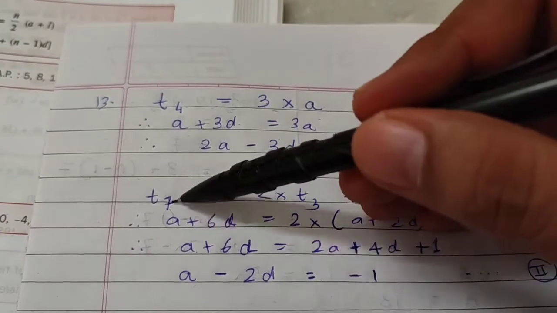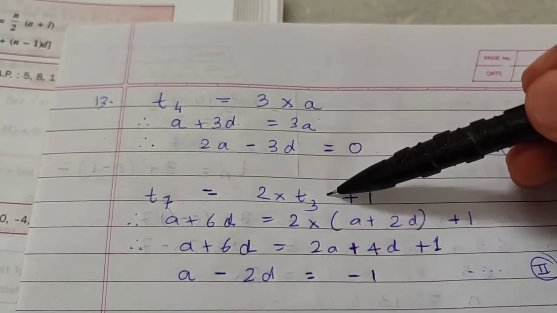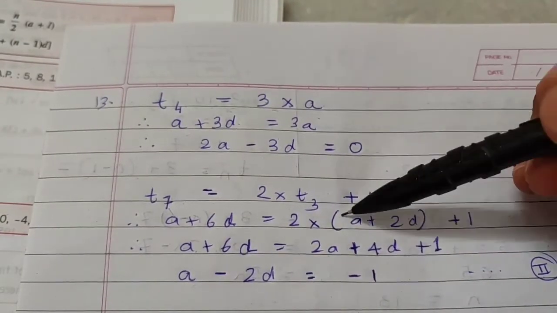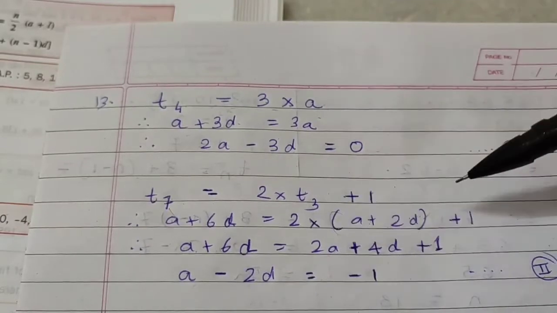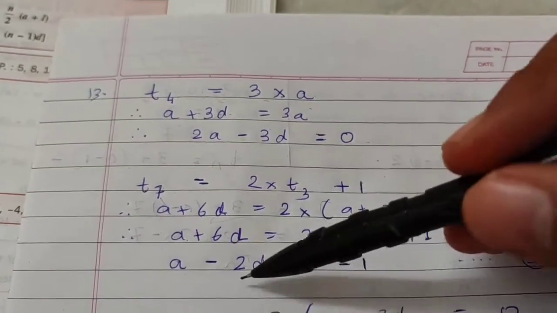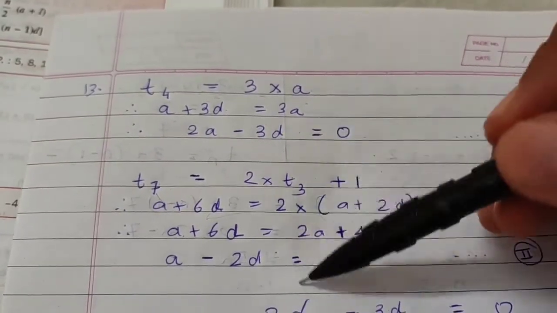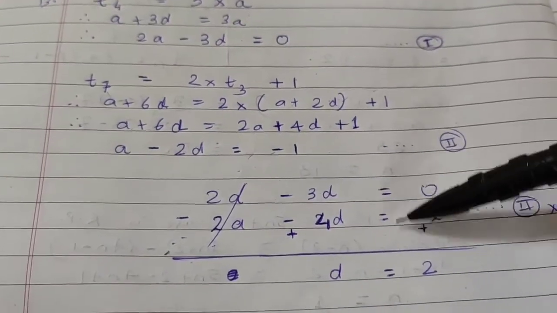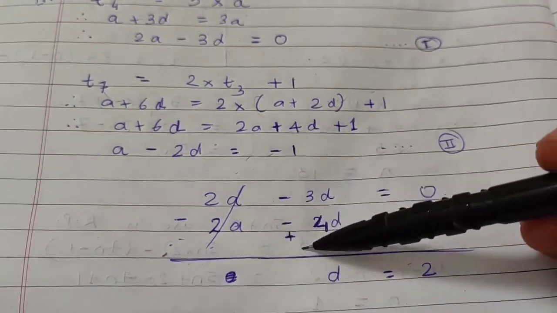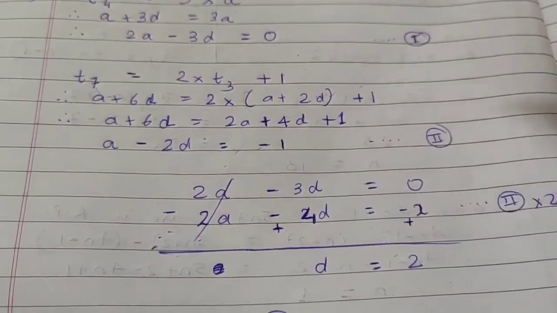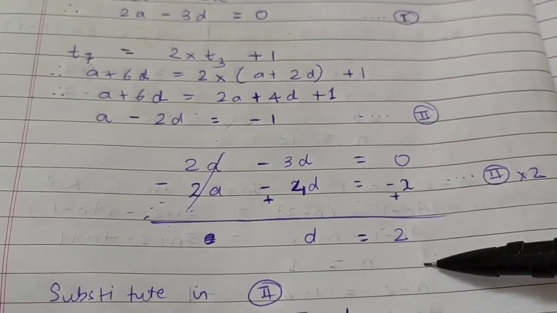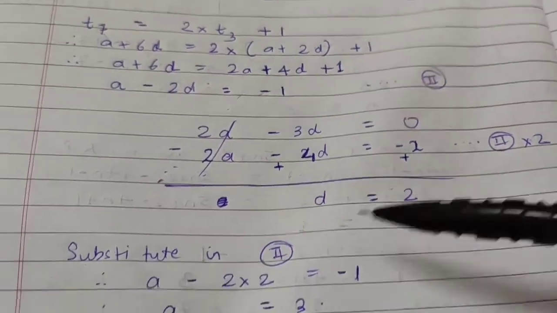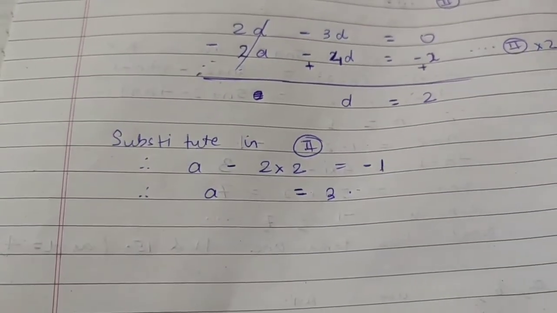Now 7th term means A plus 6D. 3rd term means A plus 2D. Don't forget the brackets because there's a 2 out here. Open the brackets, solve and you get an equation. I got 2 equations in 2 variables. Now you know what to do. Solve them simultaneously. Do it on your own. I'm subtracting, so I'm changing the signs. Be careful about signs. Get the value of D. Substitute and get the value of A.